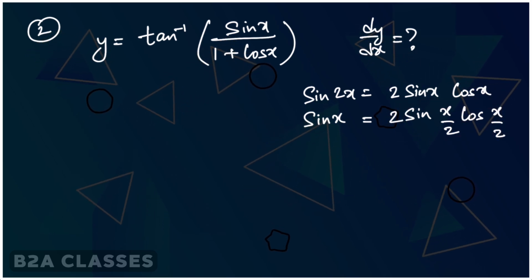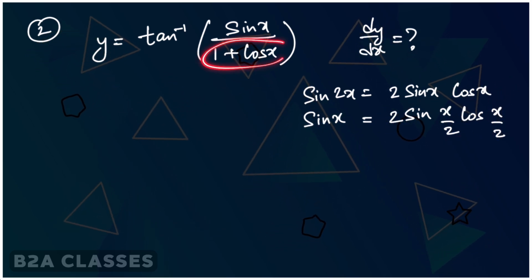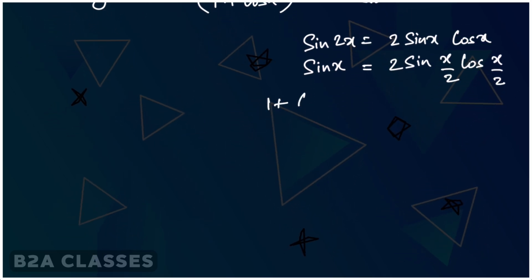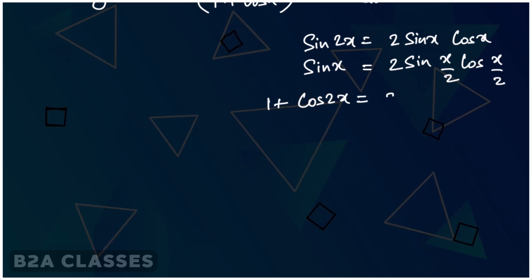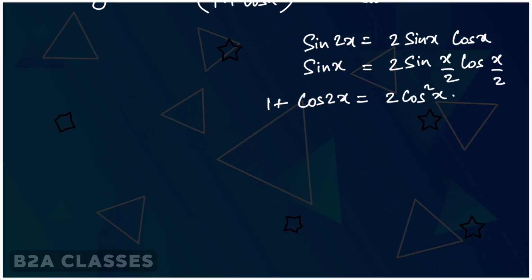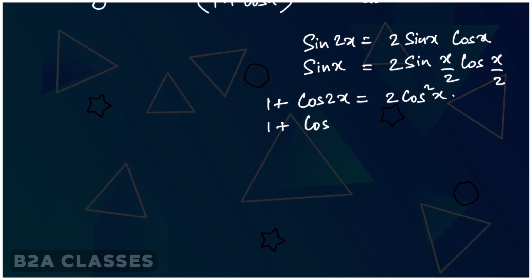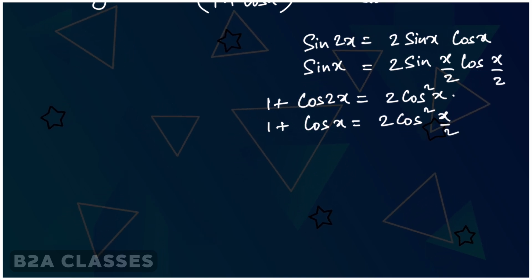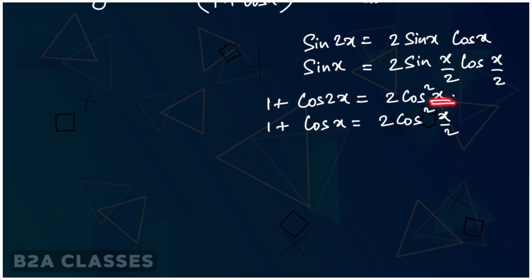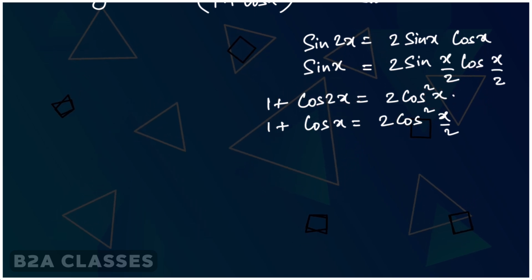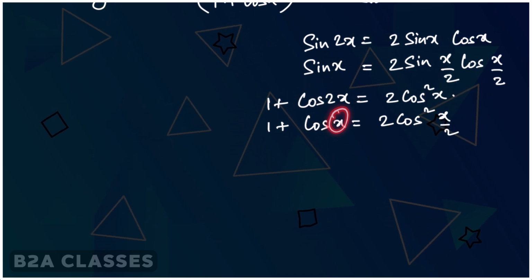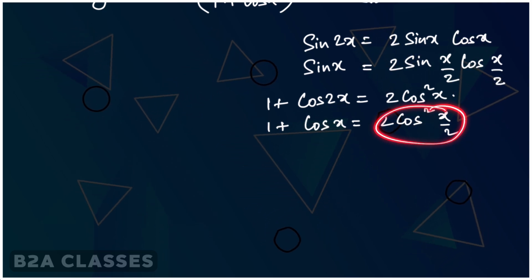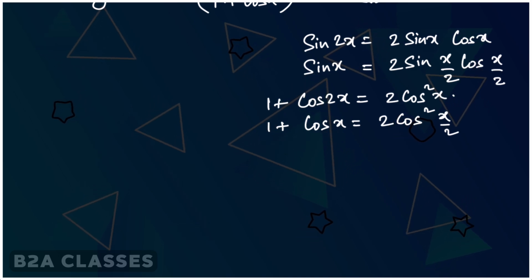Similarly, I can apply another formula here. We have the formula 1 plus cos 2 theta, or I can say 1 plus cos 2x. What is 1 plus cos 2x? It is 2 cos square x. So similarly 1 plus cos x will be 2 cos square x by 2, because here also the angle 2x became x, meaning the angle is halved. Similarly x becomes x by 2, meaning we have to halve the angle. So we will put 2 cos square x by 2 in place of 1 plus cos x.